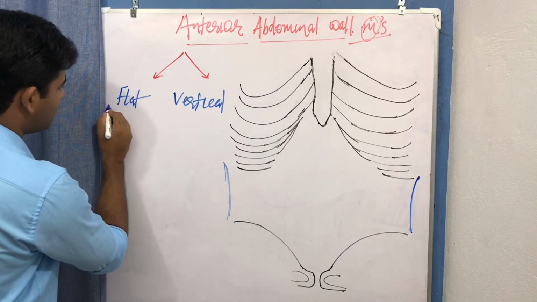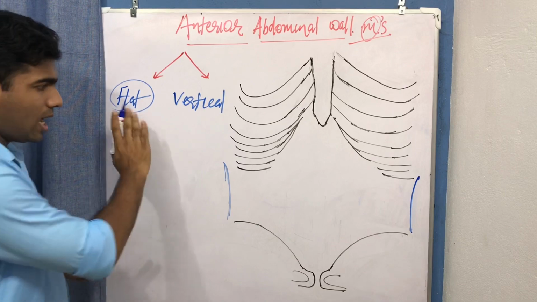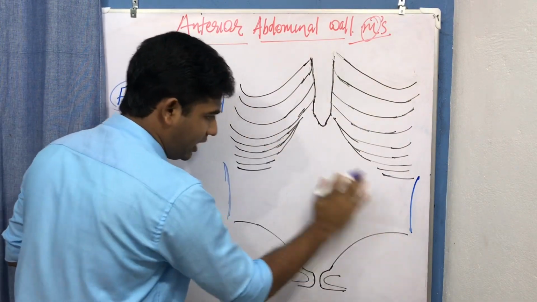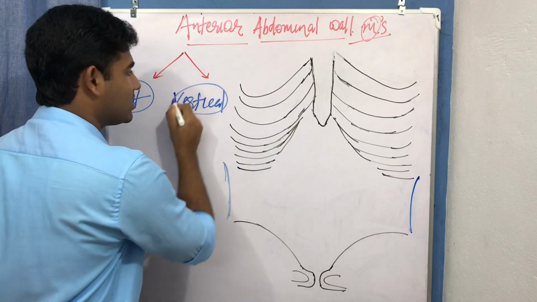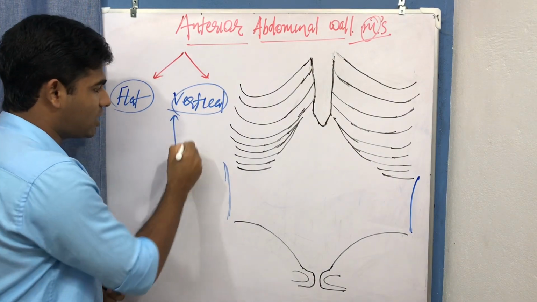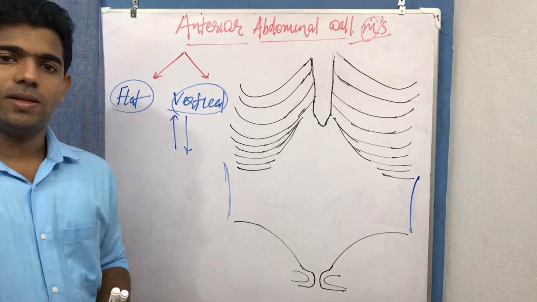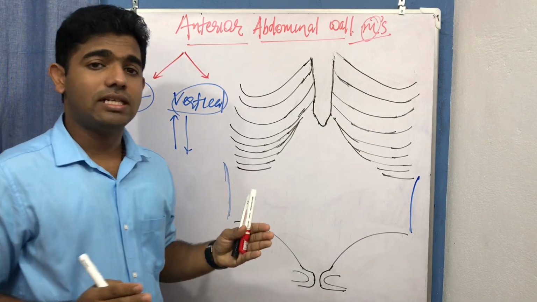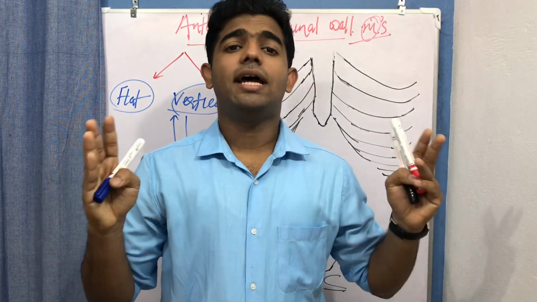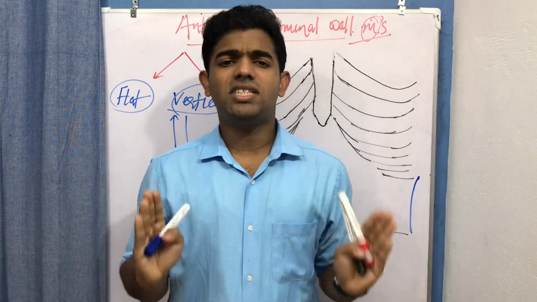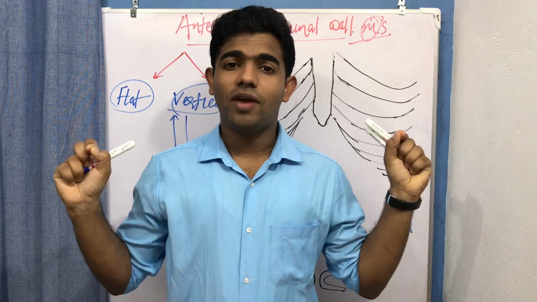One is the flat muscle group. What do we mean by flat muscle groups? The muscles will be running in a relatively flat orientation. The second one is the vertical muscle group, which would be running either in this direction or in this direction. So you have two sets of muscles in the anterior abdominal wall, which include a flat set of muscles and a vertical set of muscles. Let us go through the names of the flat set of muscles.